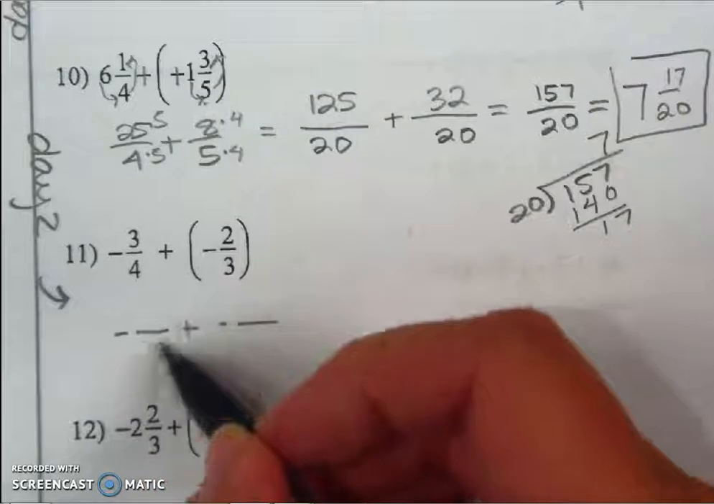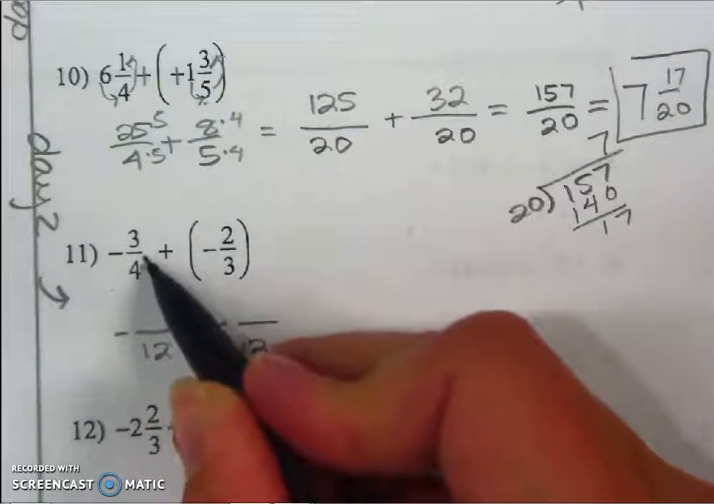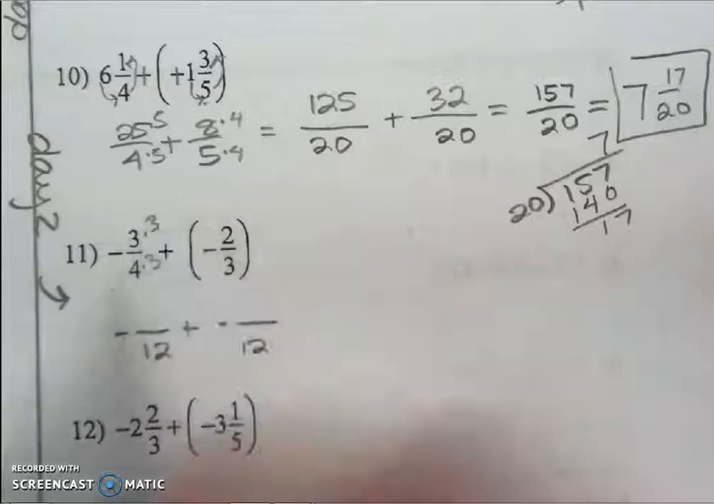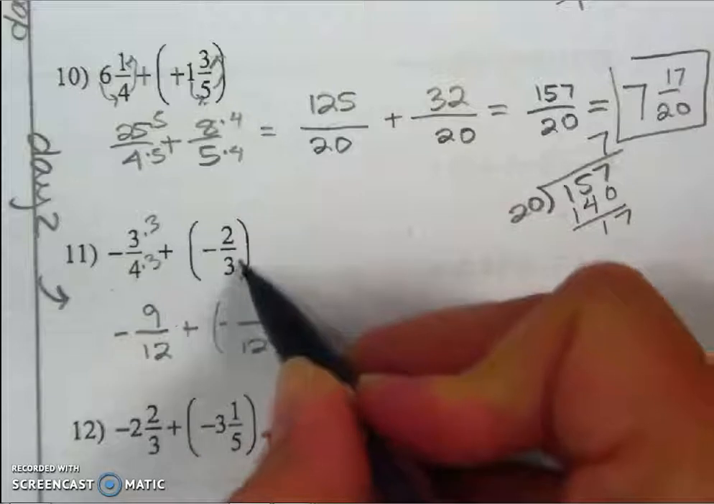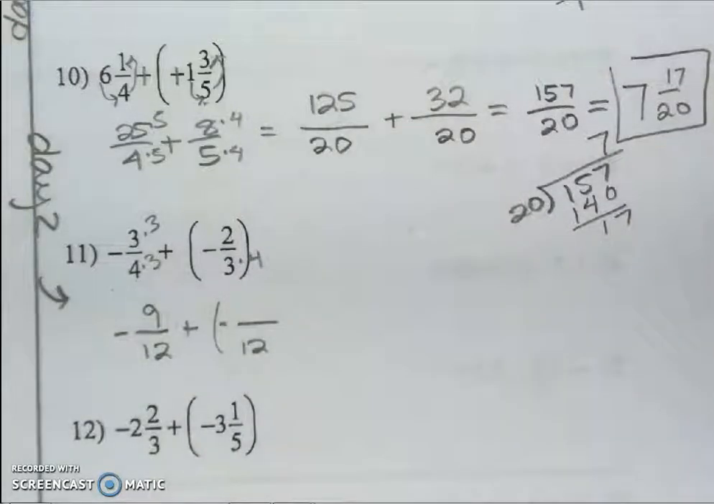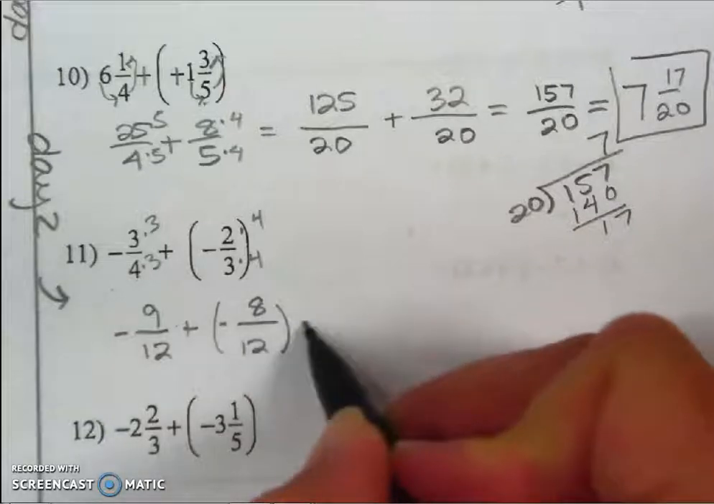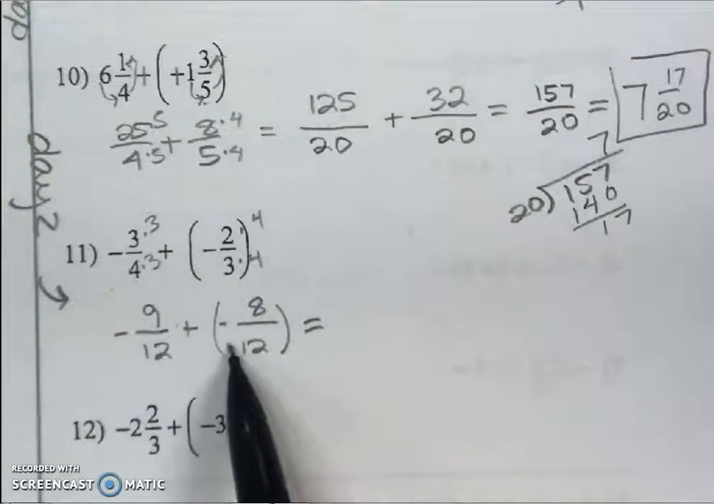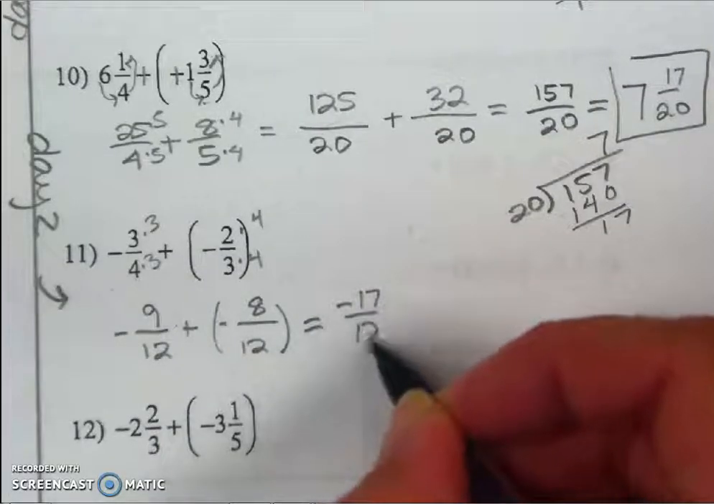4 times 3 is what we're going to have to use, so that's a 12. To get there from here, we multiply by 3, so we match that up top. We get negative 9/12 plus negative, this one I had to multiply by 4, and so I'll multiply by 4, and we get negative 8/12. All right, these are negatives, some more negatives, so altogether I would have negative 17/12.